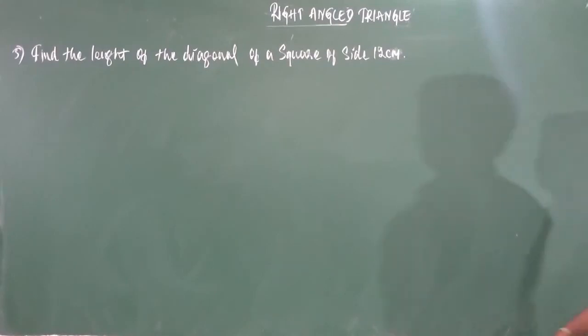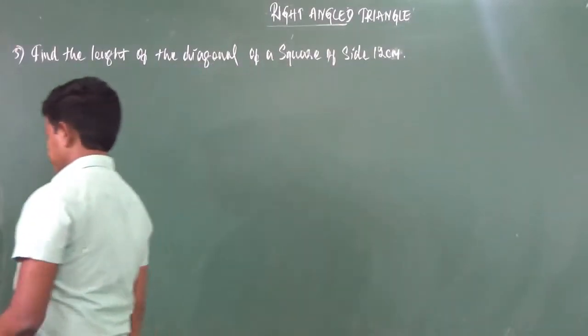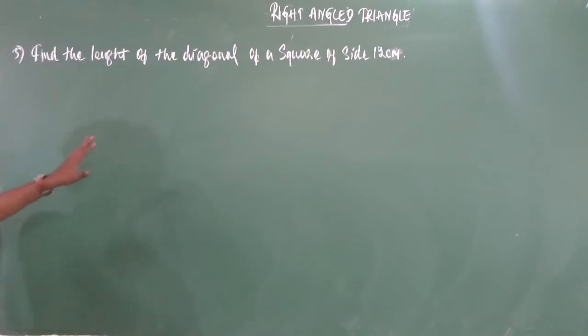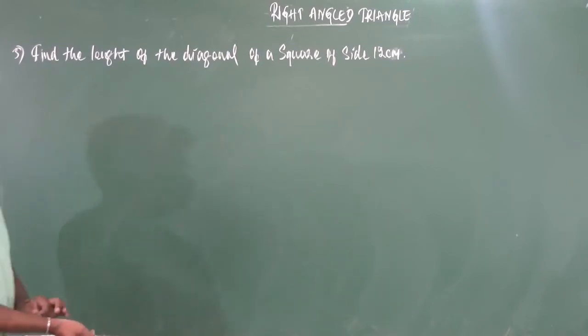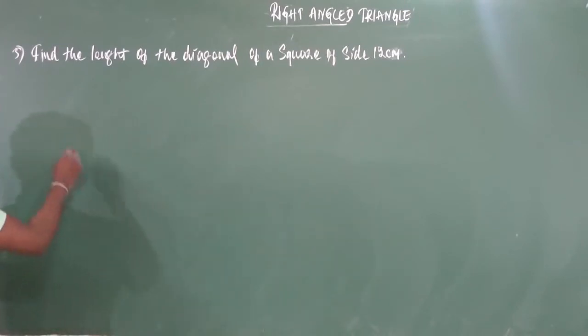Okay, let us get into the 5th problem. Very simple 2 marks one. So you have to remember the result of this. It's very important. Find the length of the diagonal of a square of side 12 centimeters. Very simple. Okay, let us get into the solution.